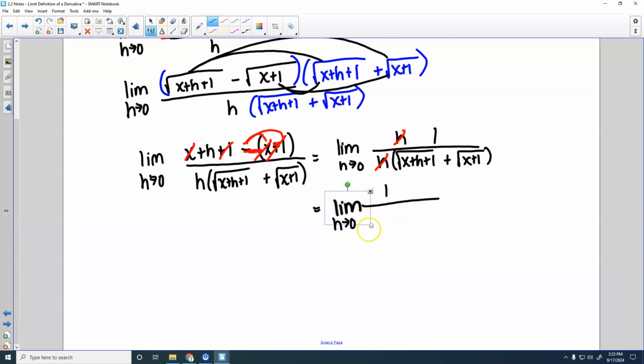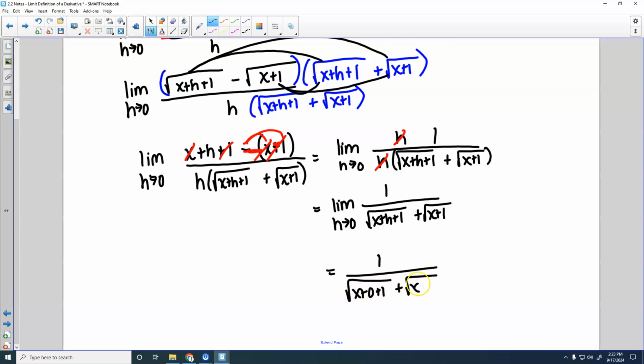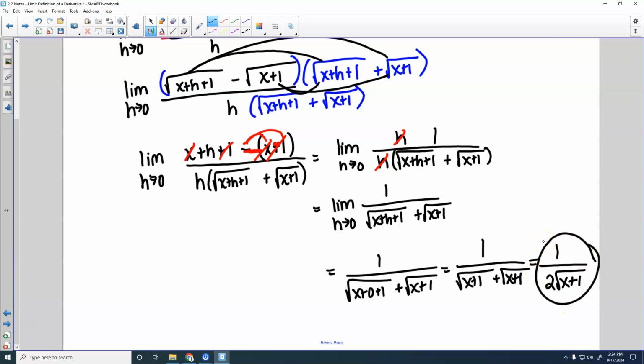We've got 1 over square root of x plus h plus 1 plus square root of x plus 1. And we're going to plug in 0, so it is going to give us 1 over square root of x plus 0 plus 1 plus square root of x plus 1. This is going to be 1 over the square root of x plus 1 plus the square root of x plus 1. What is the square root of x plus 1 plus the square root of x plus 1? Perfect. 2 square root of x plus 1. And that's typically how the answer will be left for that. Okay, questions?